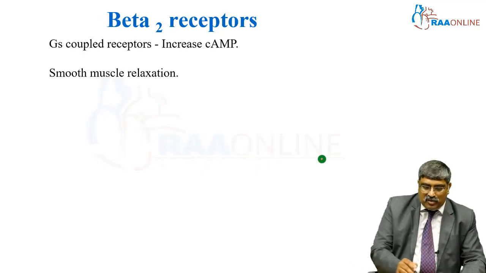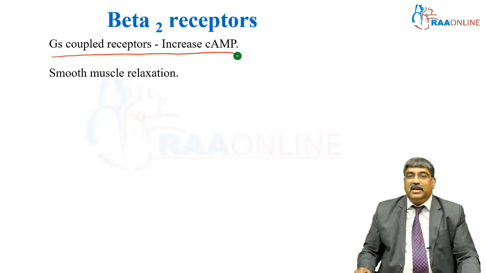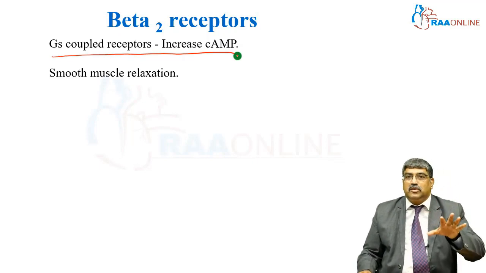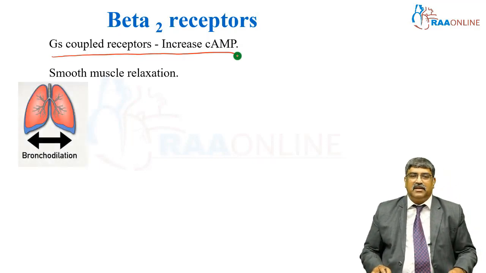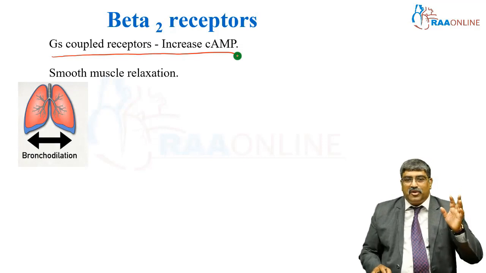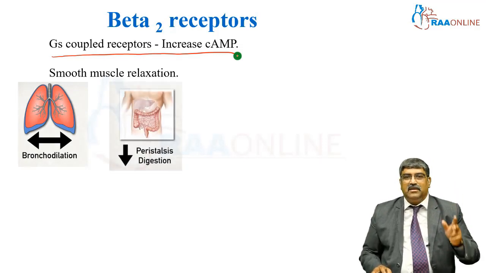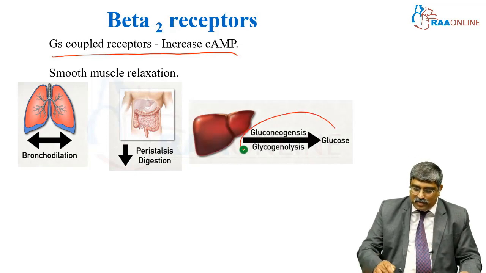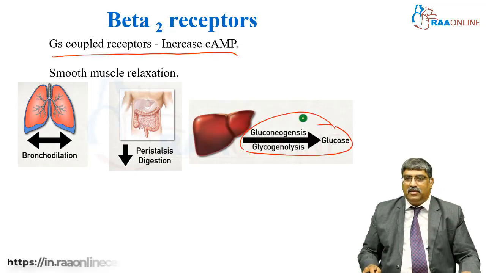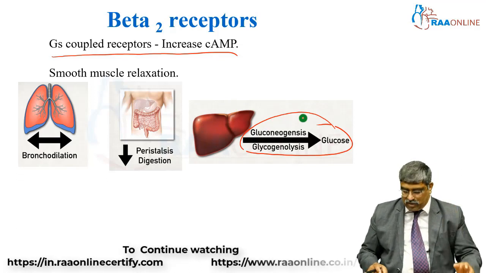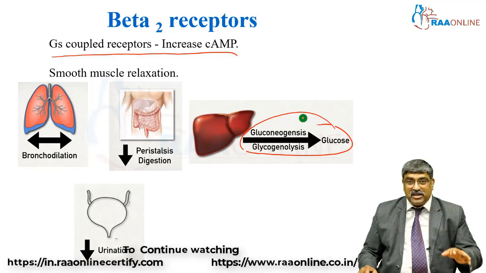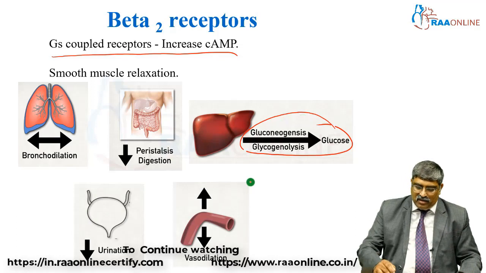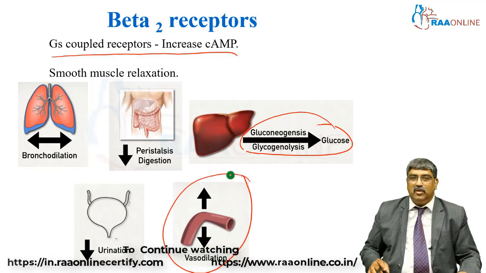Beta 2 acts through a Gs coupled receptor, thereby increasing cAMP. It produces smooth muscle relaxation. Stimulation of beta 2 produces bronchodilation, decreased peristalsis, and your glucose metabolism can be altered by gluconeogenesis and glycogenolysis, decreased urination and peripheral vasodilatation.